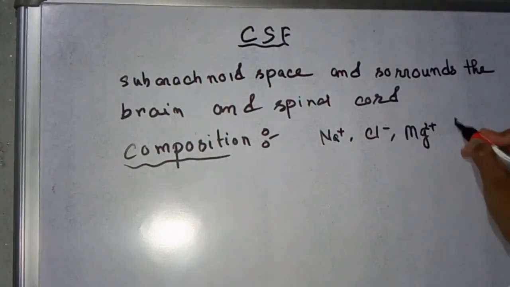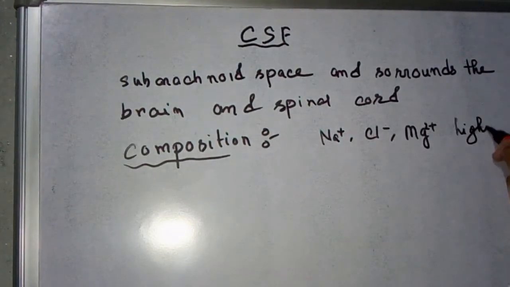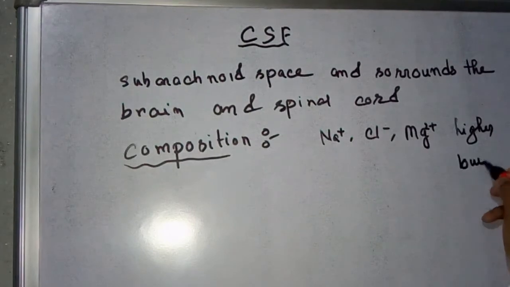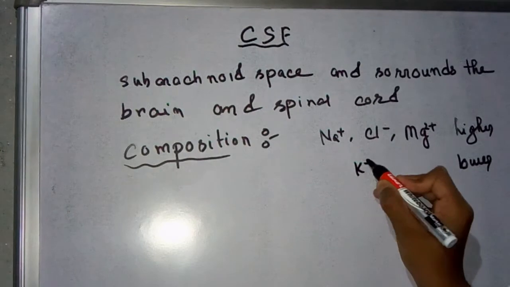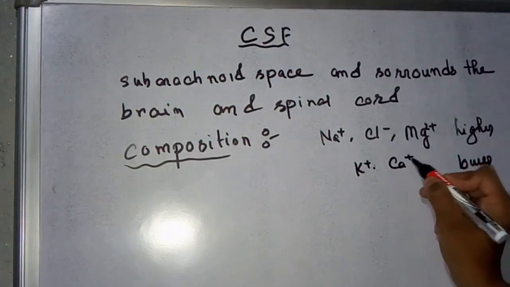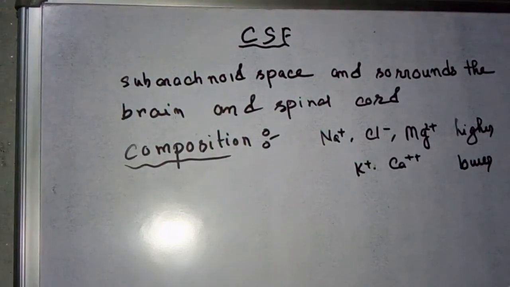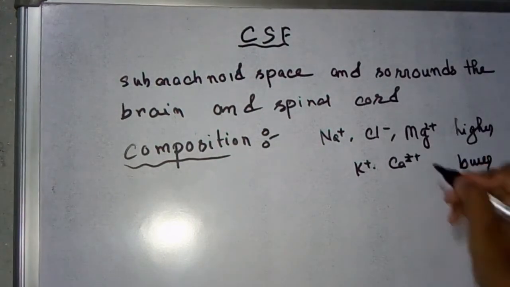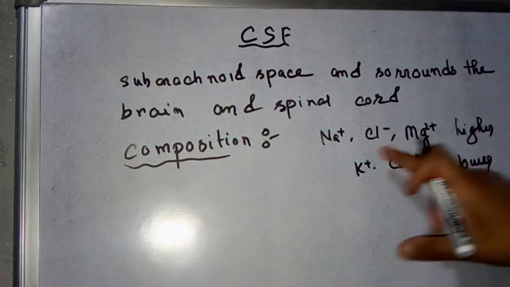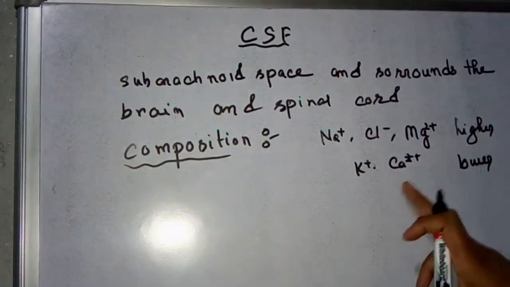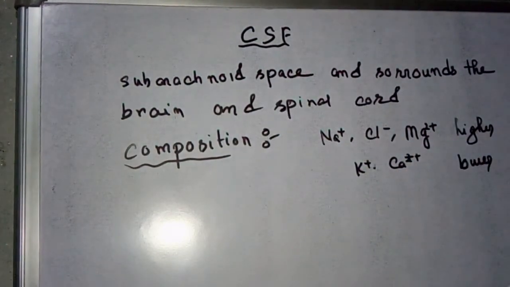So the higher levels are sodium, chlorine, and magnesium, and the lower levels are potassium and calcium ions here.